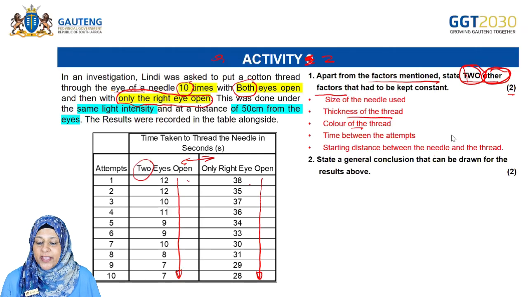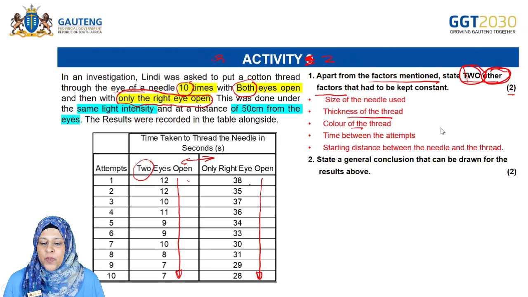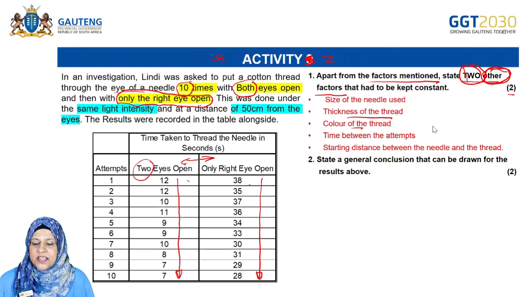Okay, so can you see this is not given to you in the question? It is other factors that must be kept constant. So this question is asking you validity in a different way. How did we ensure validity? There were 10 attempts. We used a cotton thread. Only the right eye was open for all, both eyes were open for all to get results. But when we want to state other factors, then you need to talk about what was not given to you here, and that was the size of the needle, the same size eye of the needle, the thickness of the thread, color, and these factors here.